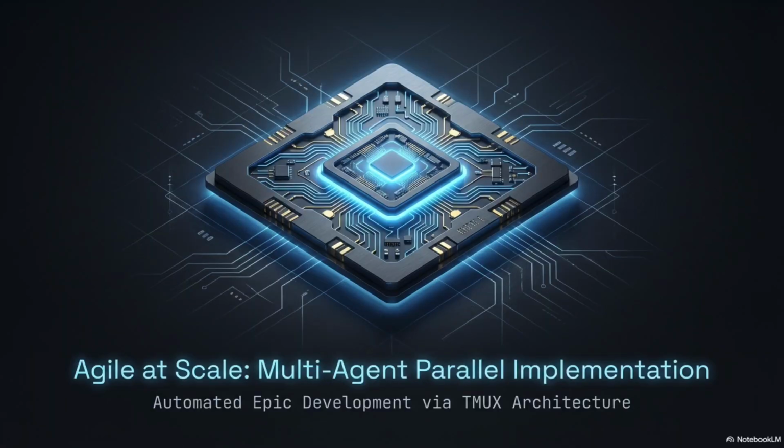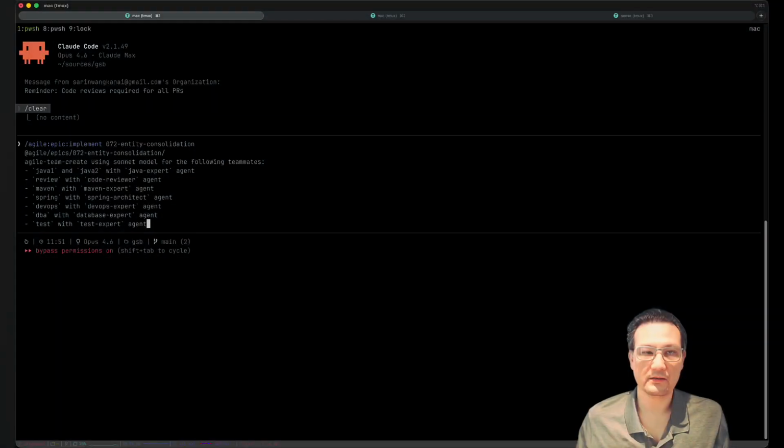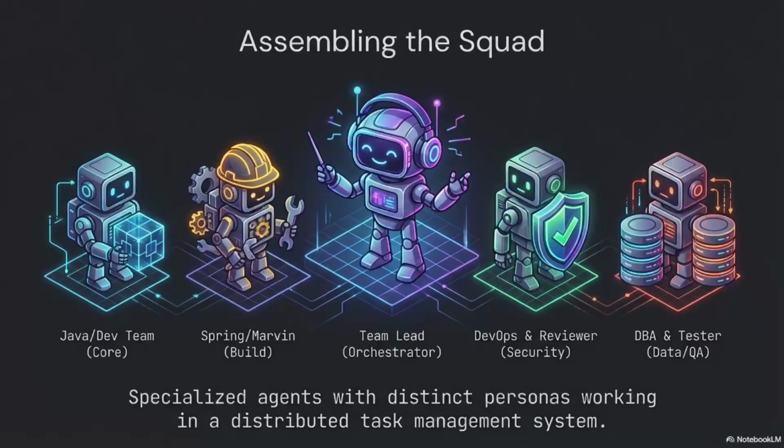Hello, everybody. I would like to introduce a new feature in Agent Agile Kit to implement using agent teams, with multiple agents working in parallel together. Right now, I'll show how it works.